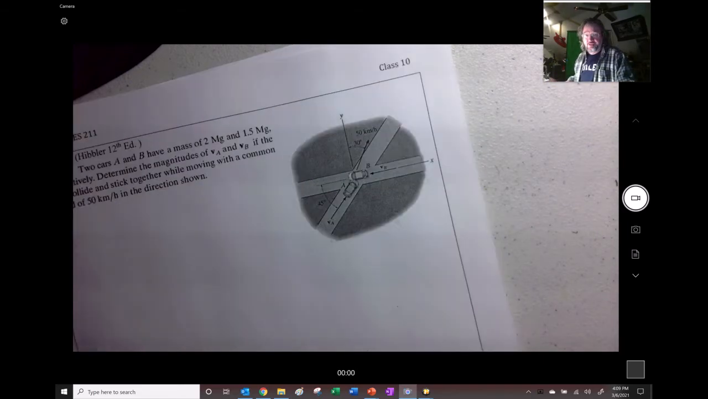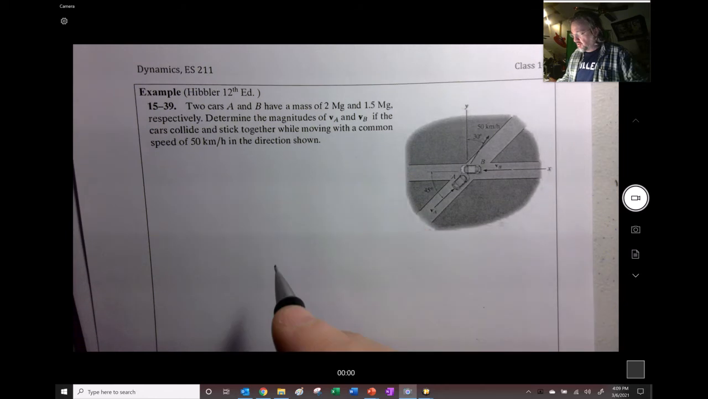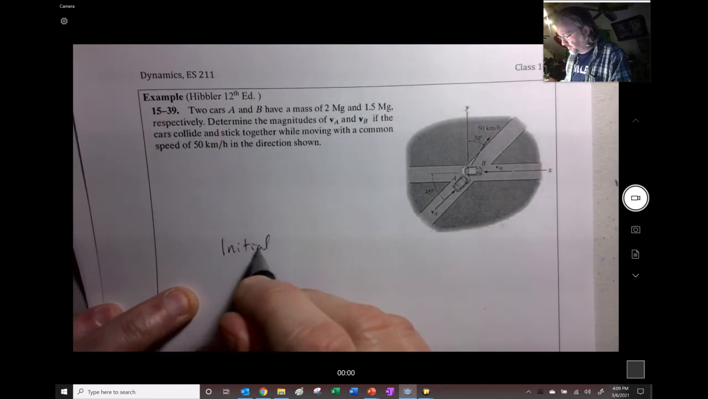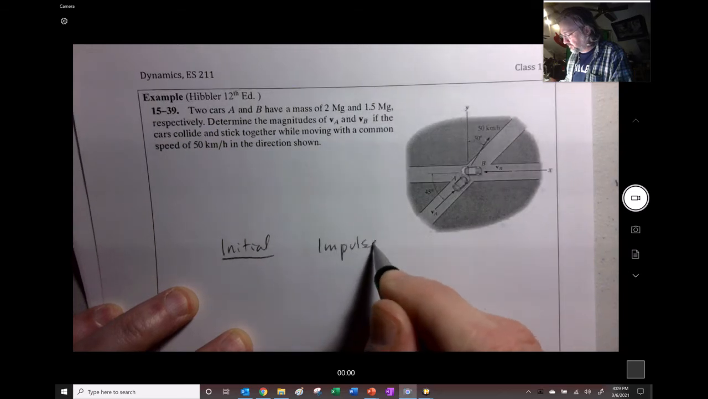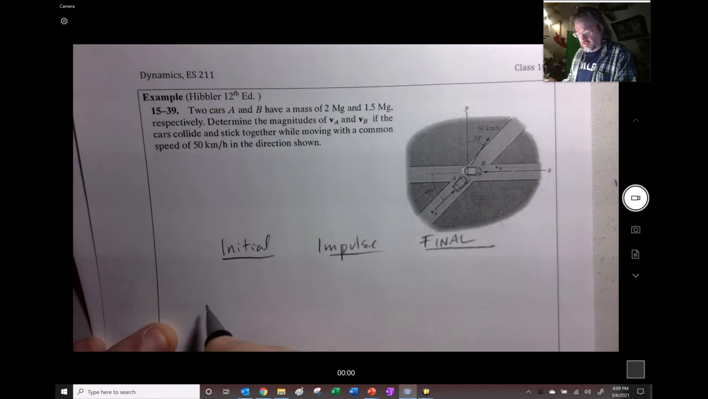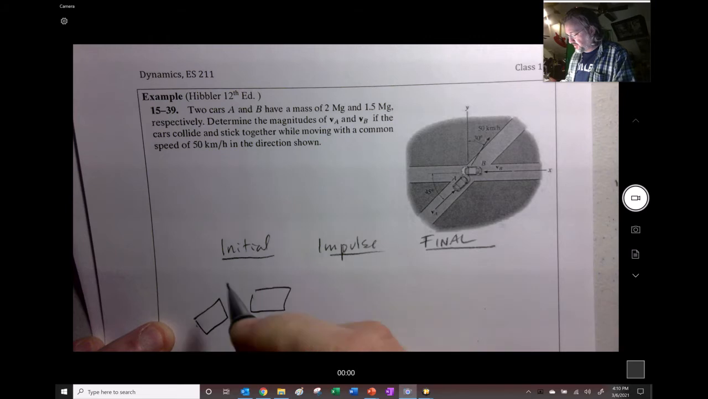And so we see the two cars traveling towards each other. So let's draw a little diagram here. We have our initial, we have impulse, and we have final. So the initial thing, we have a car coming up this way, and we have a car coming up this way, and they haven't met yet.